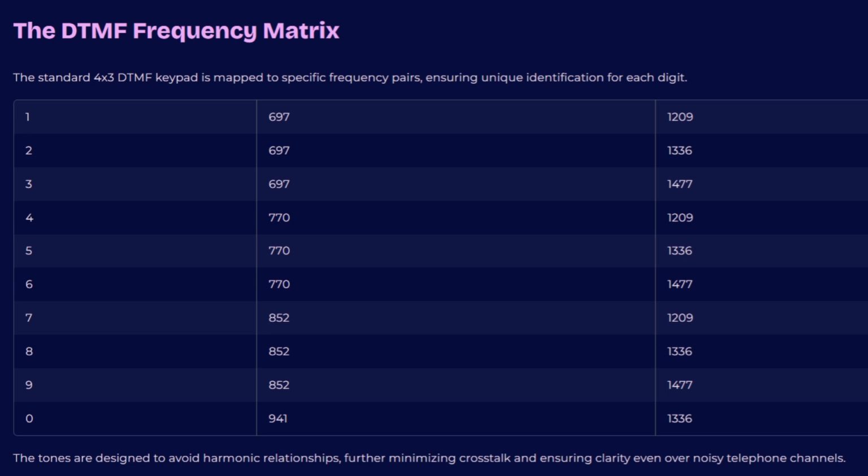It's actually super smart because none of these frequencies are multiples of each other. That means they don't blend or create harmonics. So when we decode them later, we can instantly recognize the two main peaks and figure out exactly which key was pressed. That's why DTMF signals still sound clear even over noisy phone lines. Let's now look at how this was executed using MATLAB.